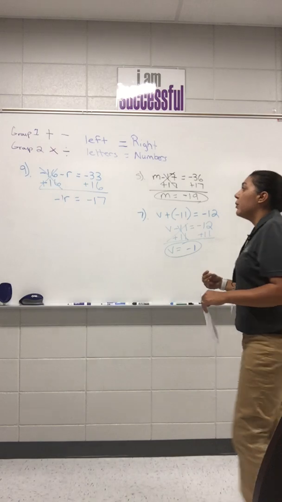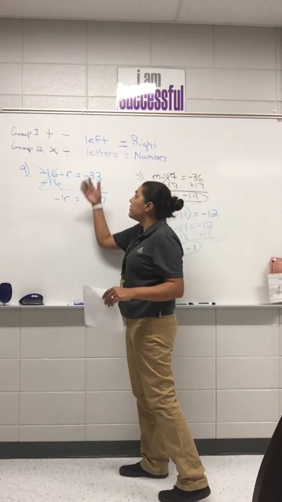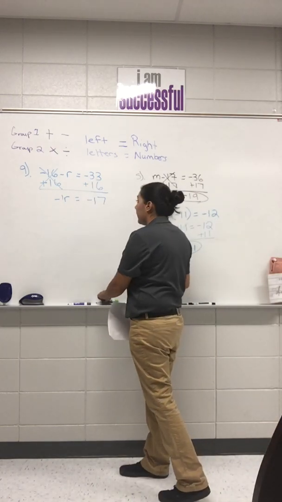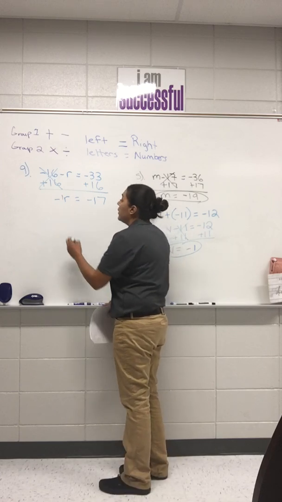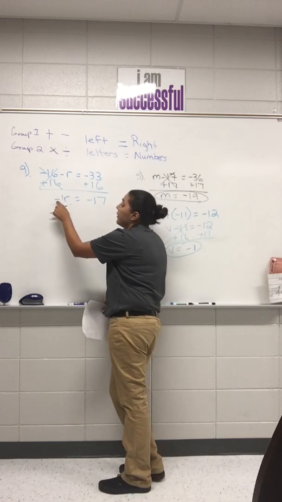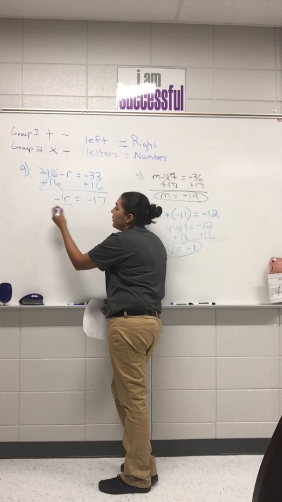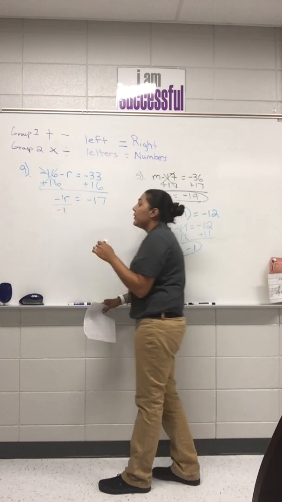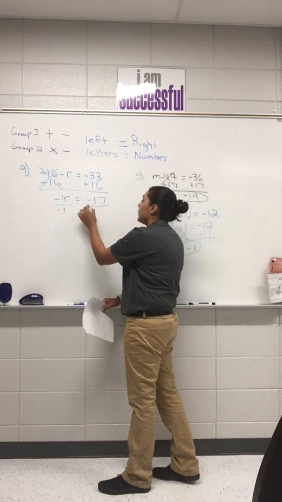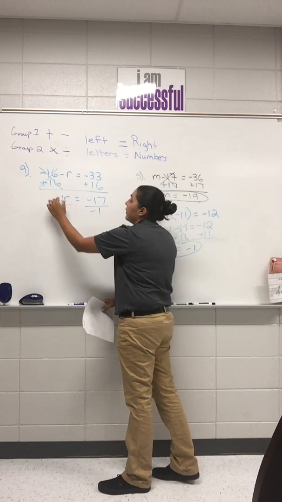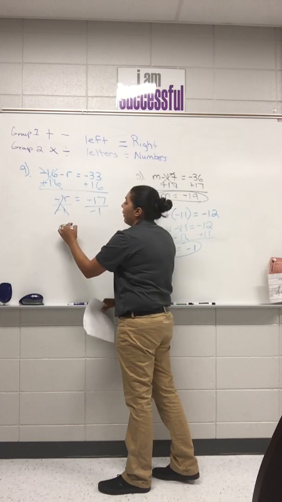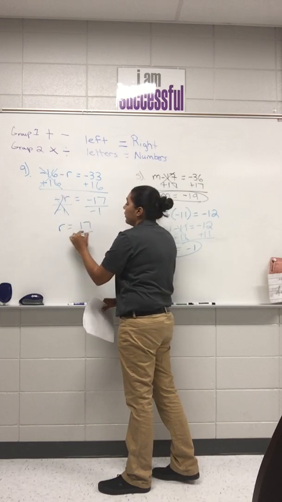Multiply. It means multiply. So if we look at our group, who's his best friend? What's the opposite of multiply? Divide. So you're going to divide by whatever the number is attached to that variable. So in this case, it's negative 1. If I do it to one side, I have to do it to the other side. So divide by negative 1. So I have r equals, and it's really just going to be 17.